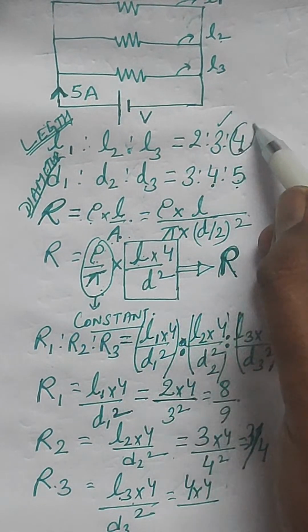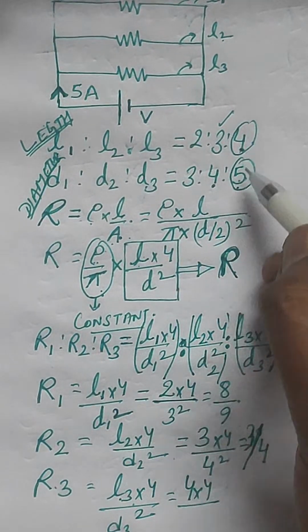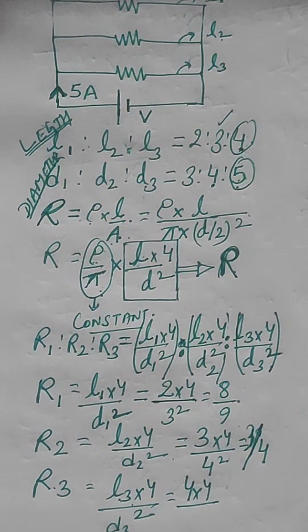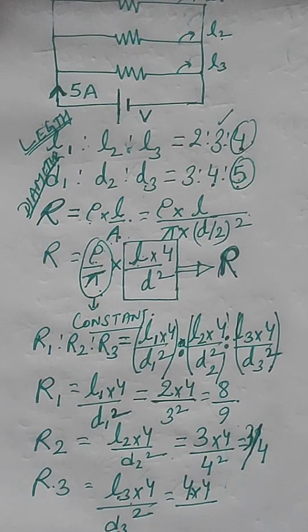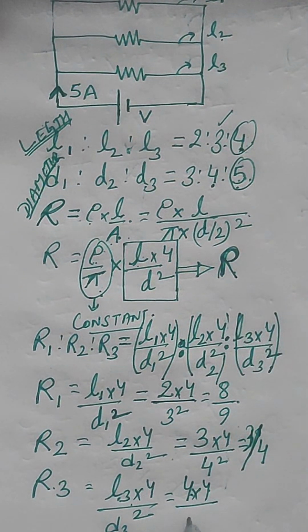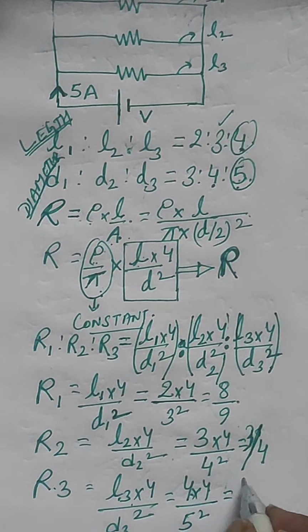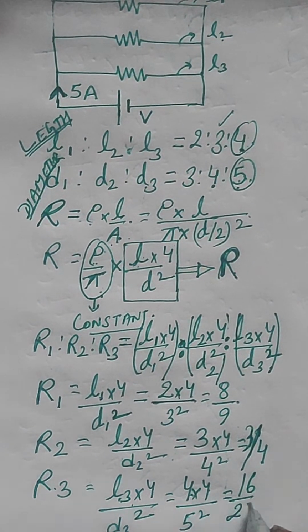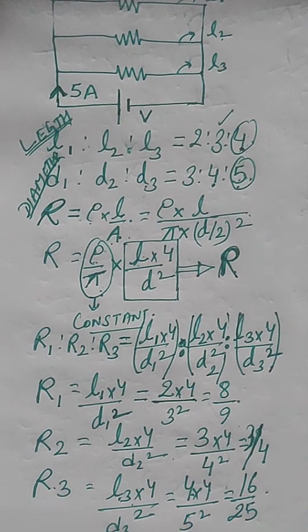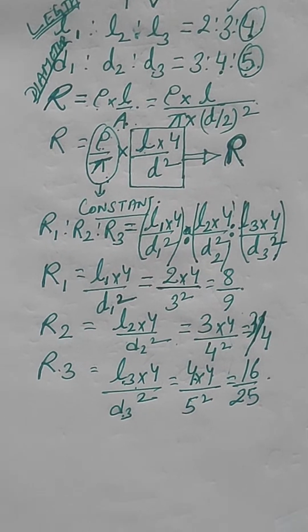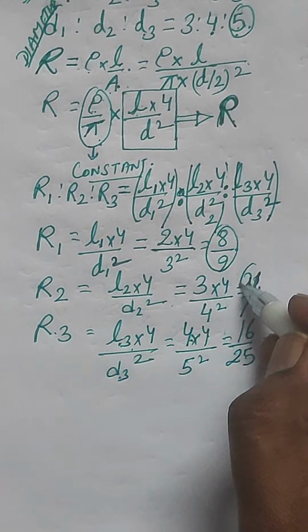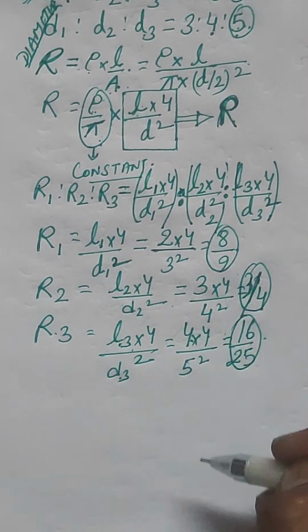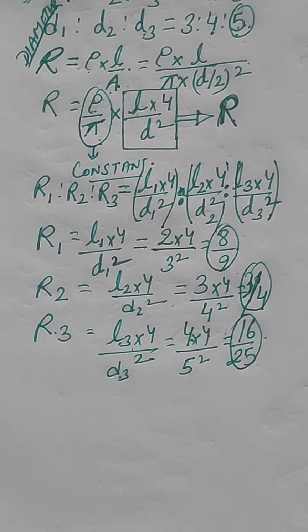These are the corresponding length and diameters for R3, which I am putting over here. In place of L3 I put 4, in place of D3 I will put this 5, so this will be 5 square. So this is coming at 16 by 25, right? So students, you can see the parallel combination, into the parallel combination the three lengths of resistance is calculated: 8 by 9, 3 by 4, 16 by 25, right?